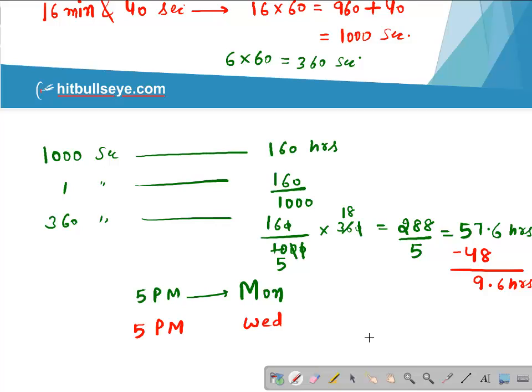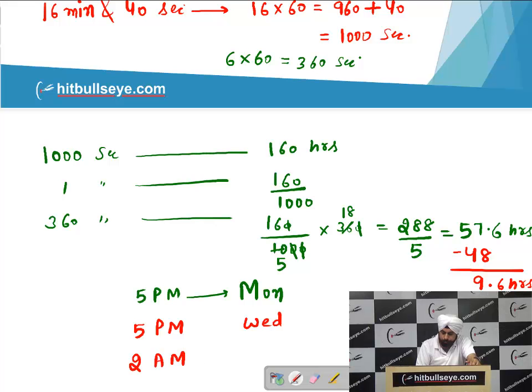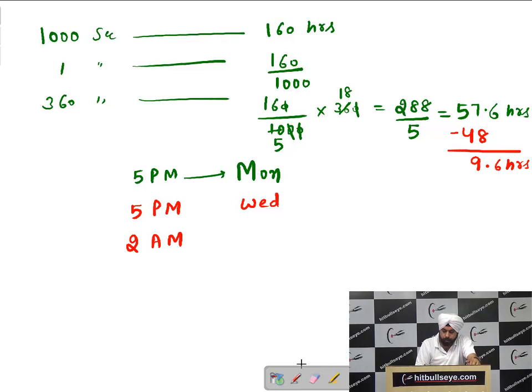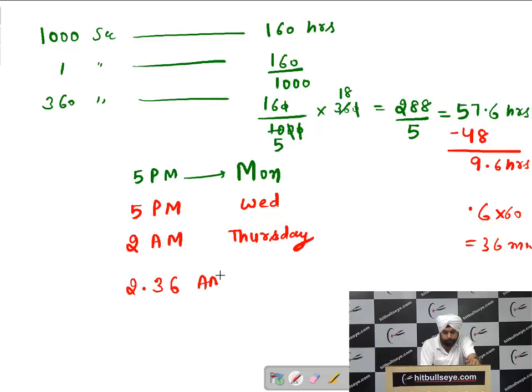So add 9 hours and 5 p.m., students, you reach on 2 a.m. on Thursday. Students, 2 a.m. on Thursday, and then there are 0.6 into 60, 36 minutes more. So your answer becomes 2:36 a.m. on Thursday. Right, students?